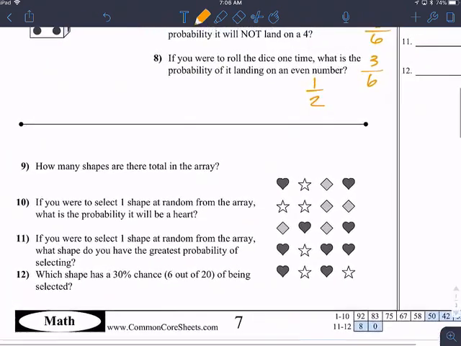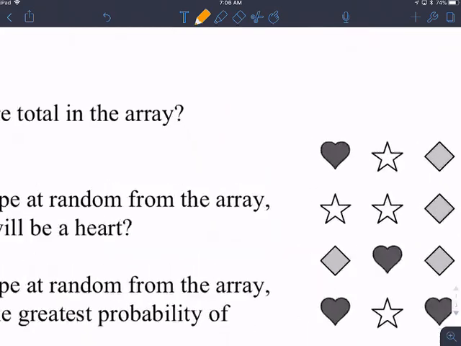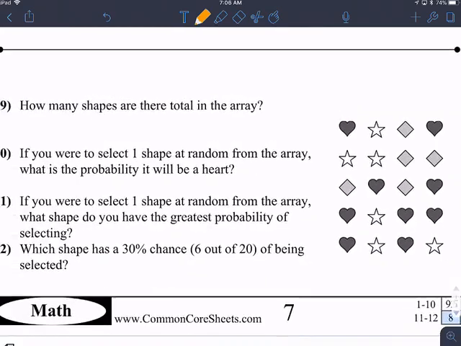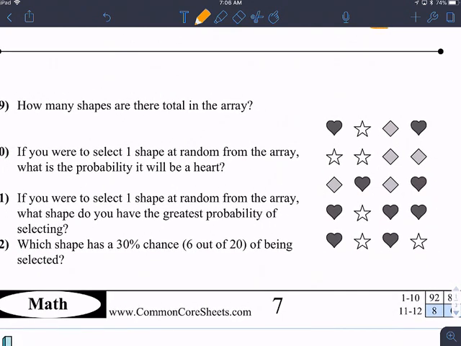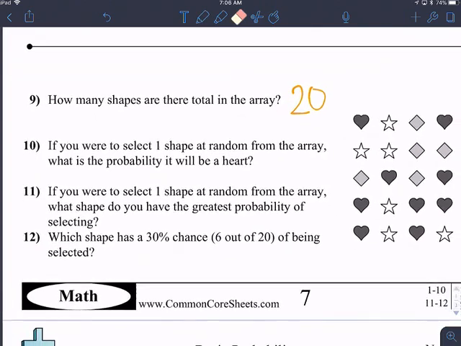All right, last one. How many shapes are there total in the array? Well, this is 4 across the top and 5 down the bottom, so we have 20 total pieces. I could count them all individually, but it's an array, so I know there are 20.